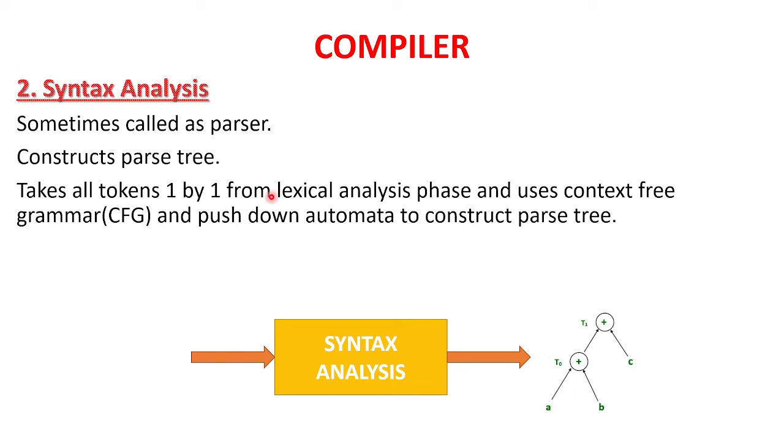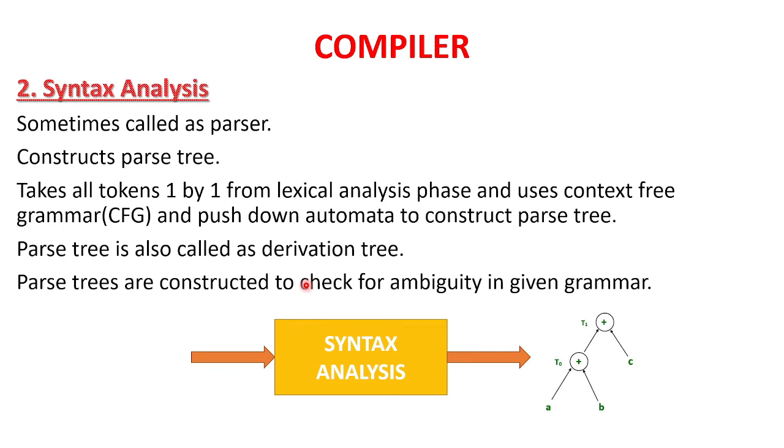So it takes all tokens one by one from the lexical analysis phase and uses context-free grammar and push-down automata to construct the parse tree. In lexical analysis, we were using what? Finite automata and regular expressions. Here we are using context-free grammar and push-down automata to construct the parse tree. The parse tree is also called a derivation tree because we derive the tree based on the tokens.